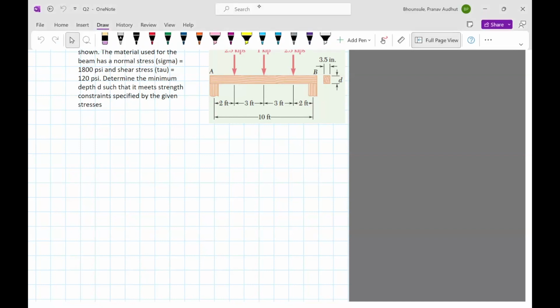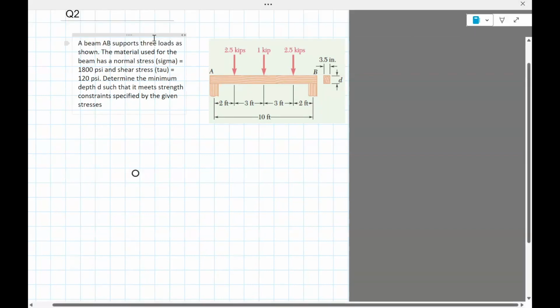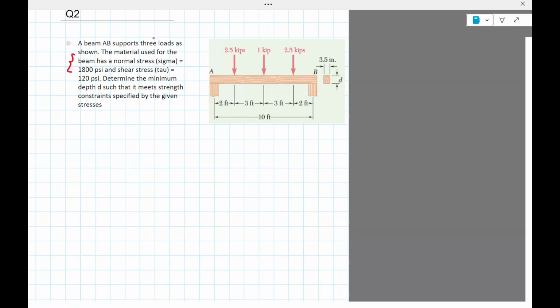Okay, let's read it. A beam AB supports 3 loads, as shown. The material used for the beam has a normal stress sigma equals 1800 psi and a shear stress of 120 psi. When I say 1800 and 120 psi, this is the maximum stress allowed. Max stress. You should not exceed the stress because something bad will happen.